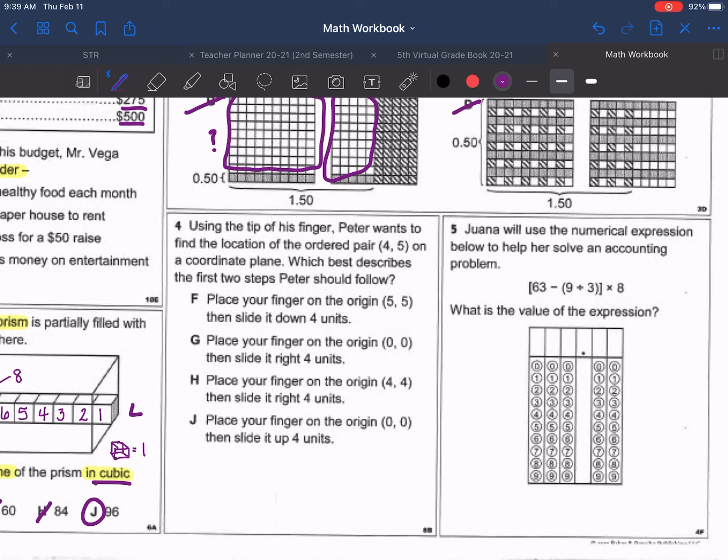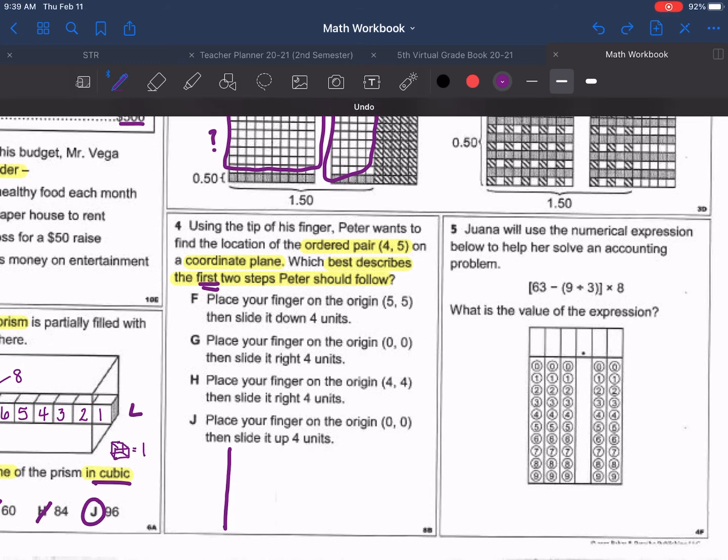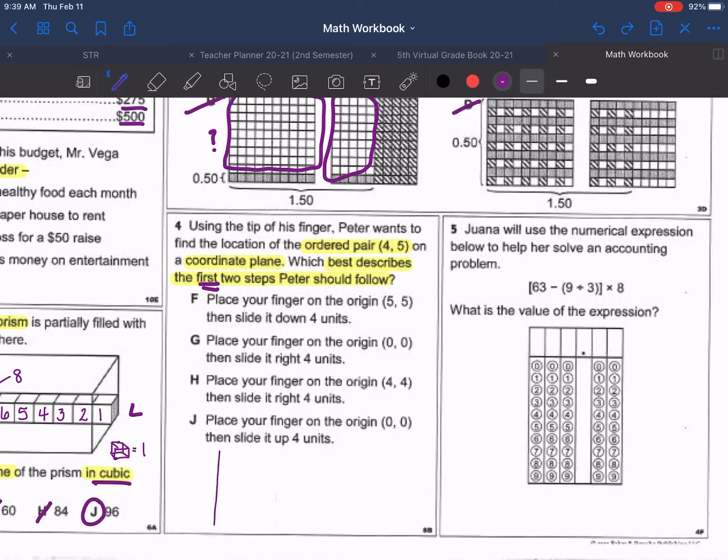Now, number 4 is going to be a preview for what we are going to start in our next unit. So just bear with me on this one and just pay attention to what I'm going to tell you on some of the keywords. So using the tip of his finger, Peter wants to find the location of the ordered pair 4, 5 on a coordinate plane, which best describes the 2 steps Peter should follow. Ordered pair is going to be a very important one as well as coordinate plane and the first 2 steps. So I'm going to show you what a coordinate plane is. Well, here, let me draw it a little bit thinner for you. This here is a coordinate plane.